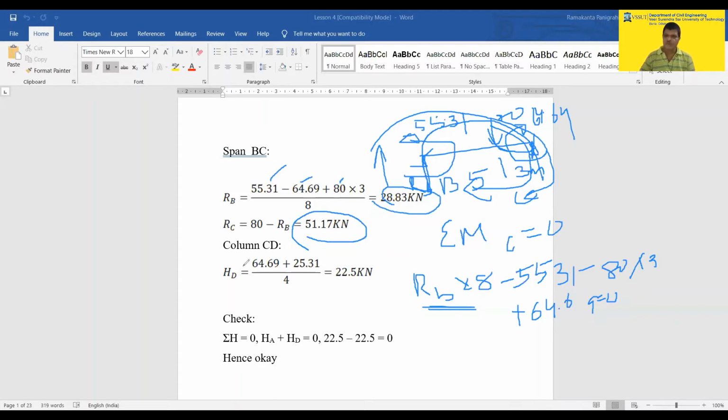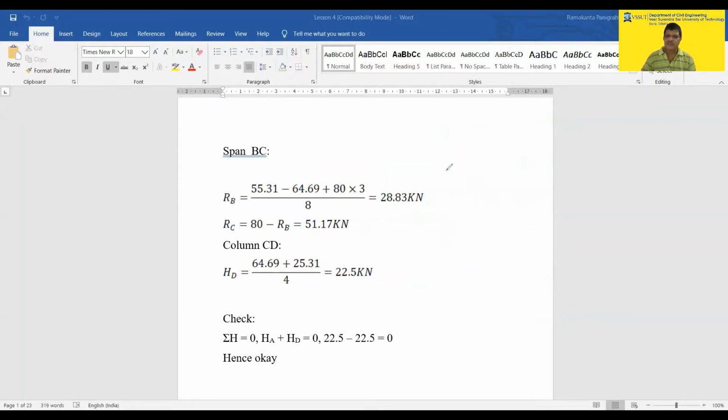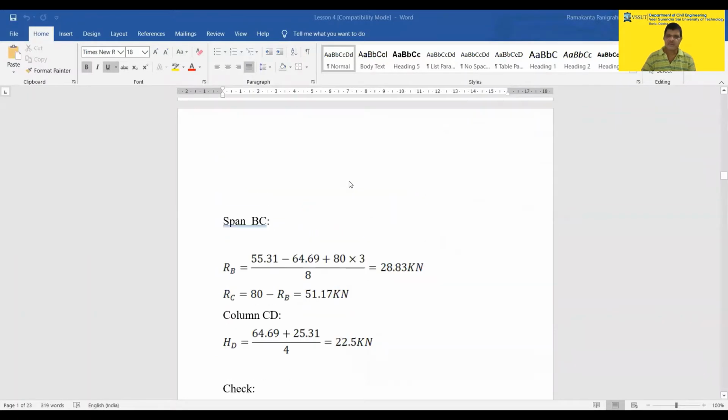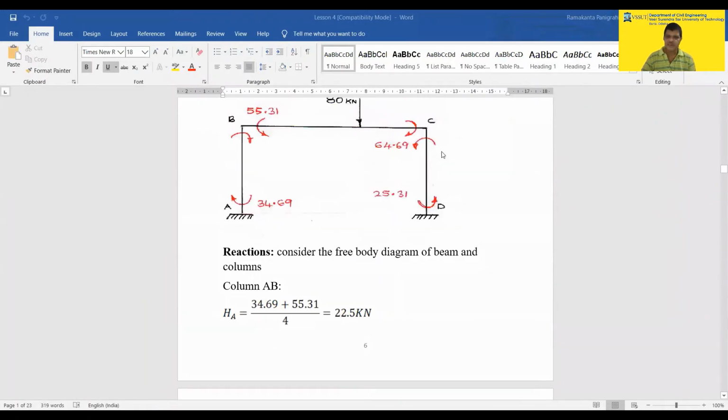Similarly for column CD, you can find that HD is equal to MCD plus MDC by 4. Since both are of the same nature, the value comes out 22.5. Or you can check how the column CD is behaving. This moment is anti-clockwise, and this is also anti-clockwise.